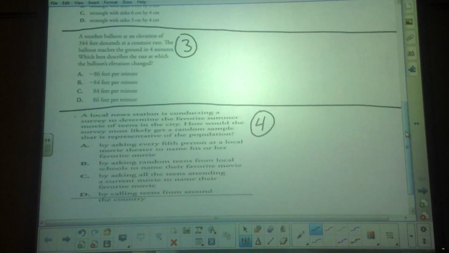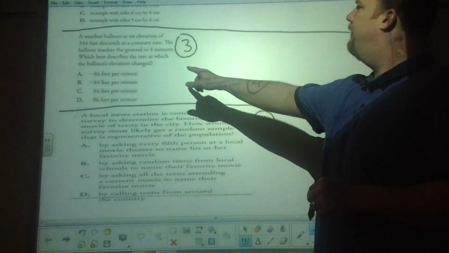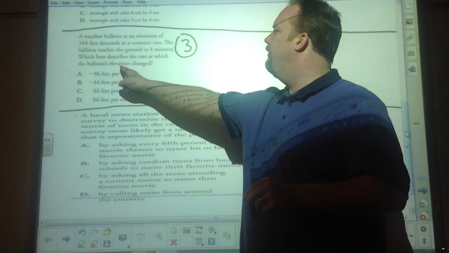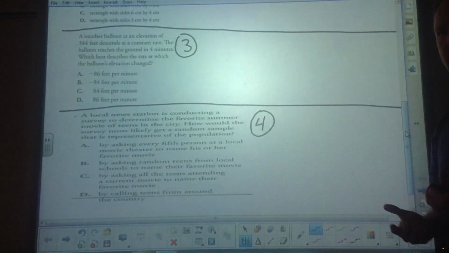Number 3, a weather balloon. A weather balloon is at an elevation of 344 feet and it descends, which means it falls at a constant rate. That means it's not going real fast one minute and real slow the next. It's at a constant rate. The balloon reaches the ground in 4 minutes. Which best describes the rate at which the balloon's elevation changed? We're looking for a unit rate.